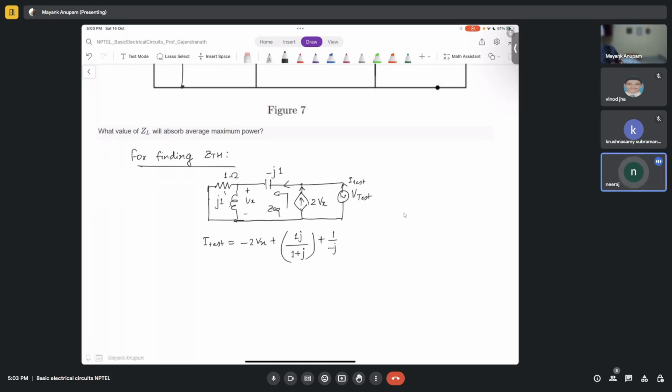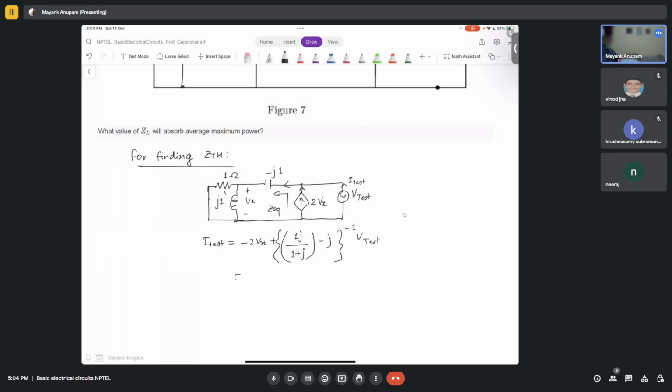Sir, it is already converted in the complex form, sir. And then it will be inverse of this V test, right? Am I correct? Sir, here, sir, 1 by minus J, sir. Okay, yes, this is one. It will be simply minus J here. Right. Is it correct now? Yes, sir.